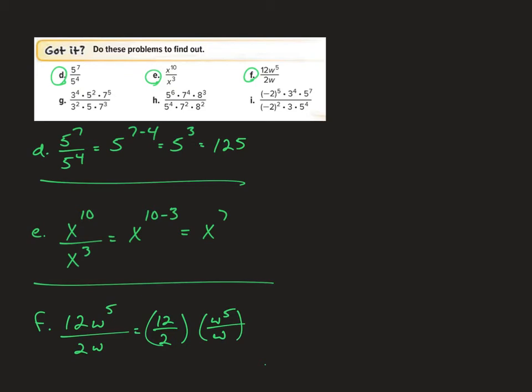12 divided by 2 would be 6. W to the 5th minus 1 would simply equal w to the 4th. So our final answer would be 6w to the 4th.